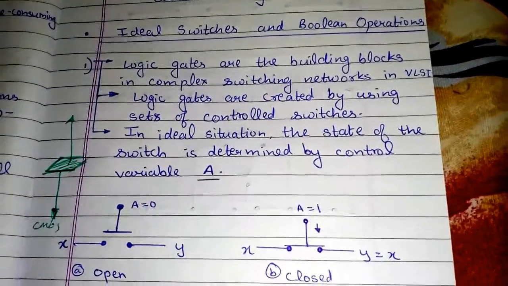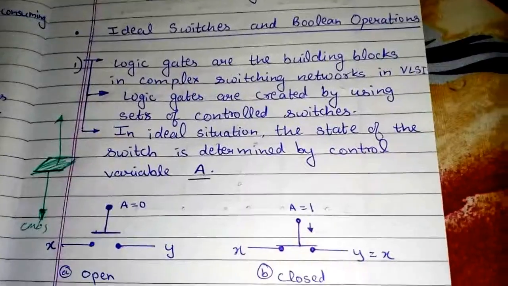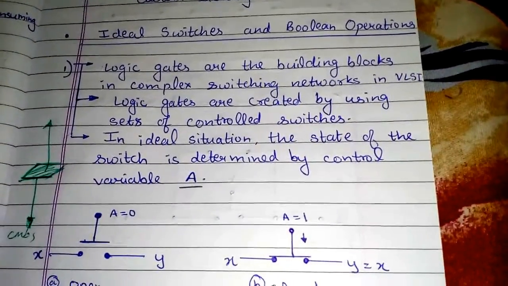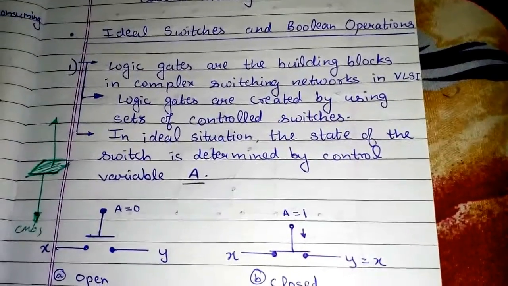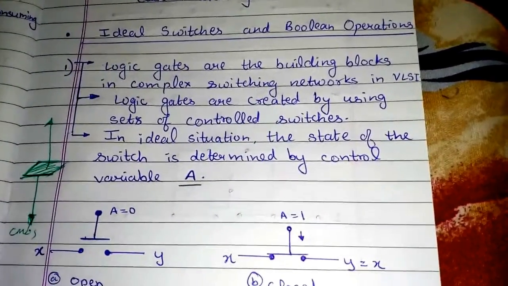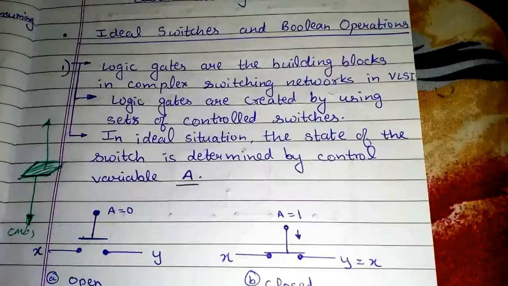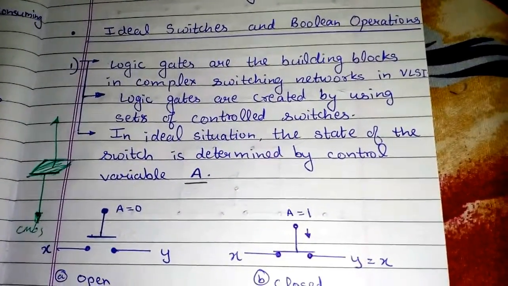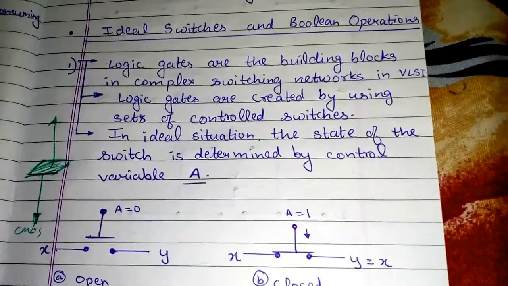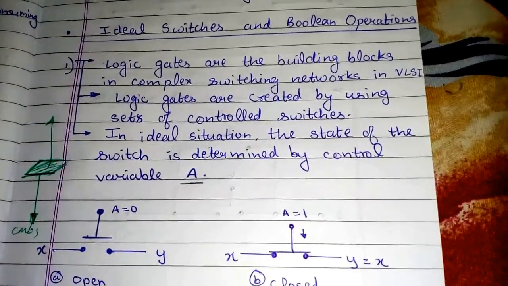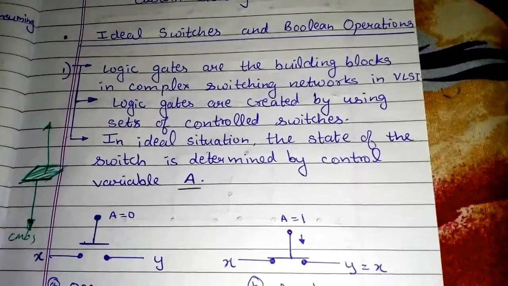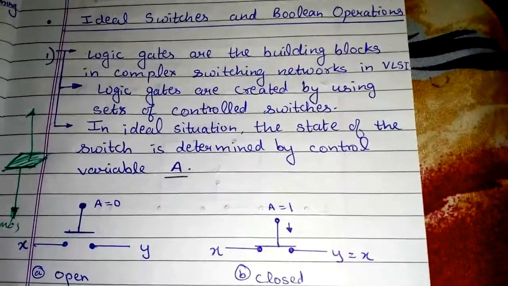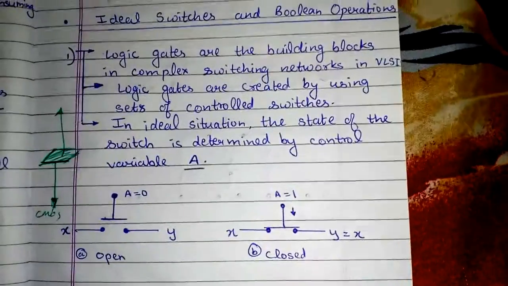If you remember my previous video, I told that transistors were the part of logic gates, but transistors are nothing but they transfer resistance. They are basically on and off switches. So we'll take a switch. I will say that logic gates are nothing but made of switches. And in an ideal situation, the state of this switch is determined by a control variable. Let's call that variable A.